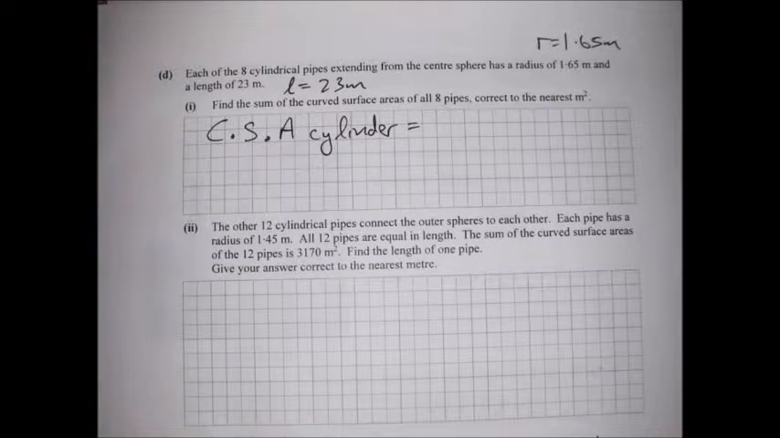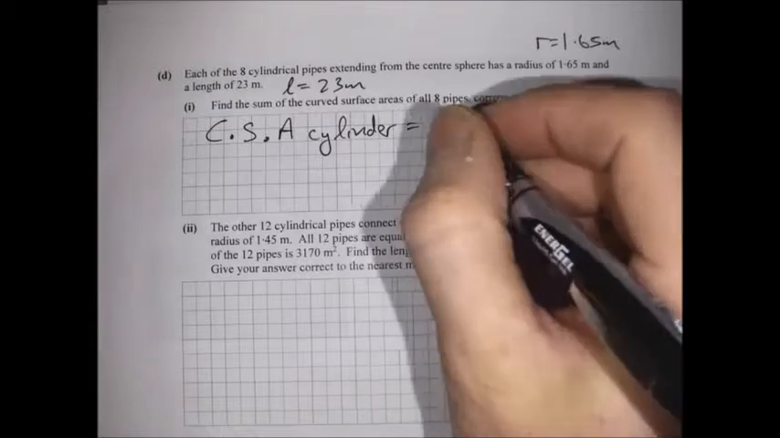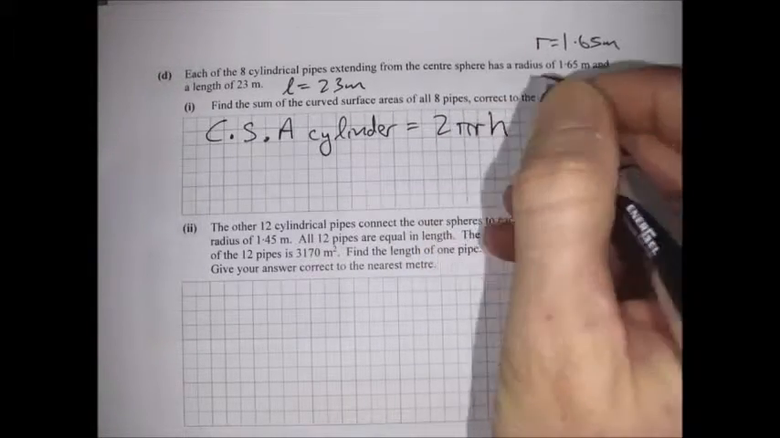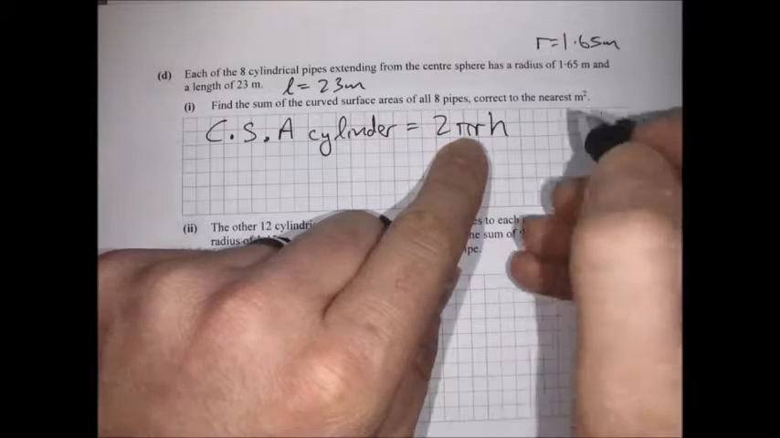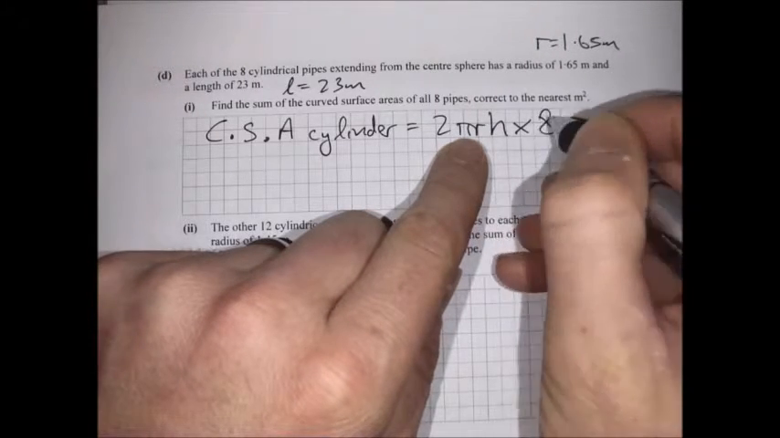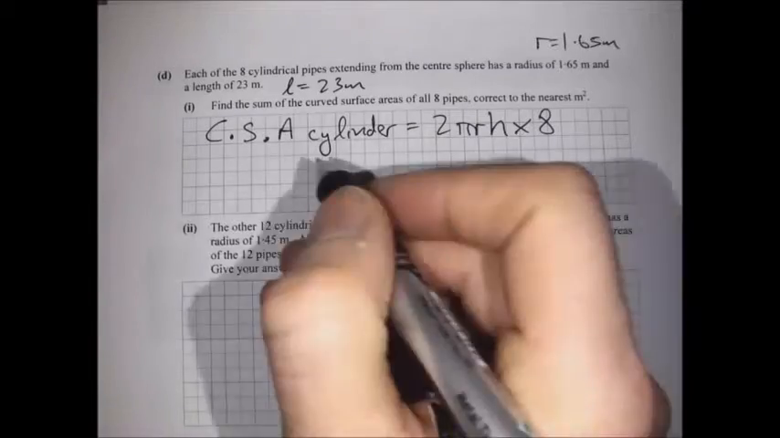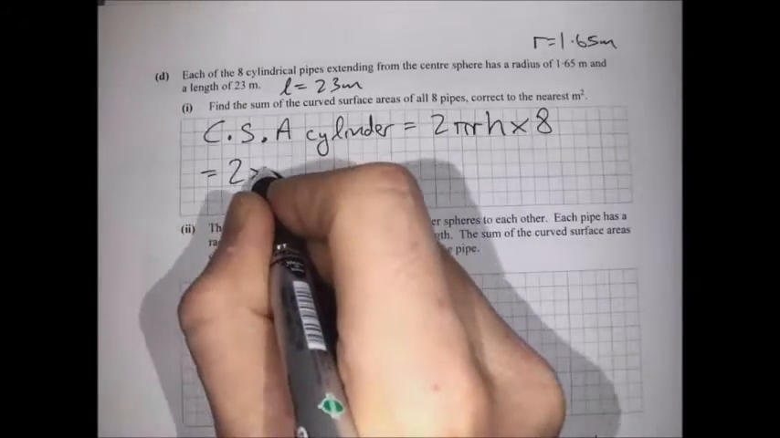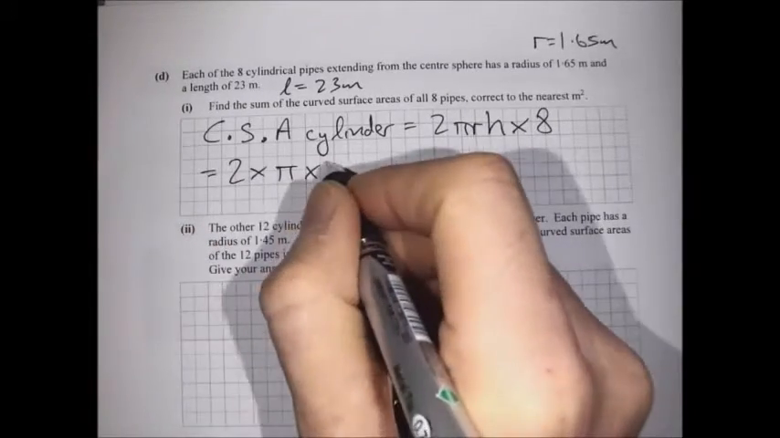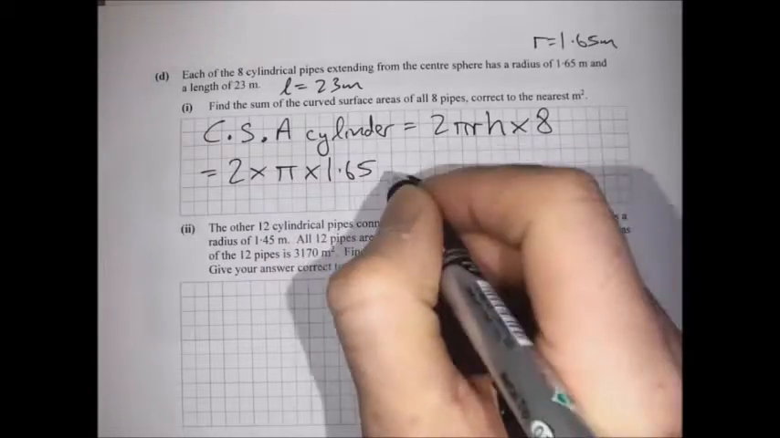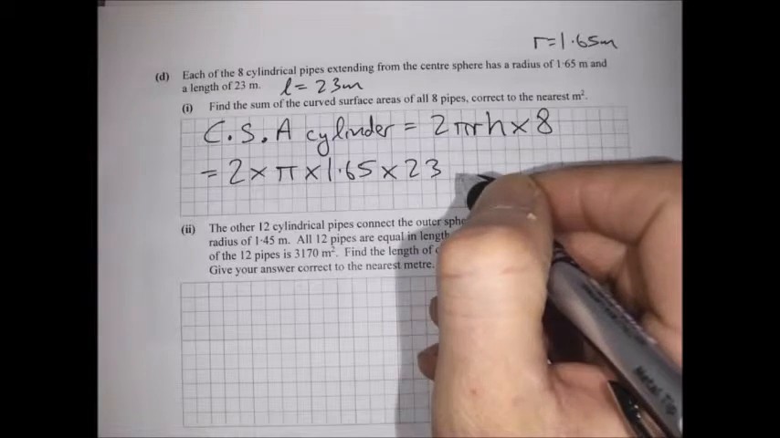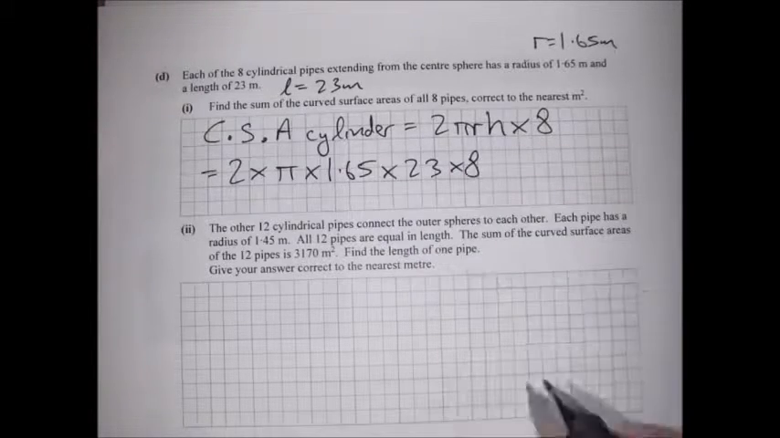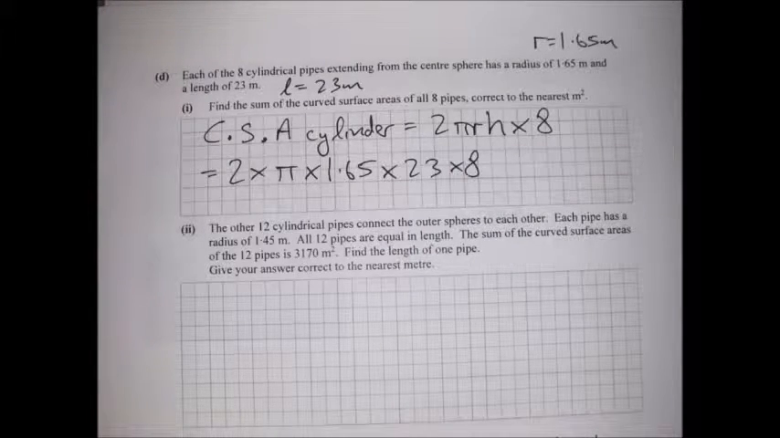And the formula for the curved surface area of a cylinder is 2 pi RH. So that'll give us the curved surface area of one cylinder, but we have 8 of them, so we'll be multiplying that answer by 8. So we'll just fill in the numbers. We have 2 multiplied by pi, multiplied by the radius 1.65, multiplied by the length 23 meters, and we multiply that answer then by 8 to calculate the area of all 8.